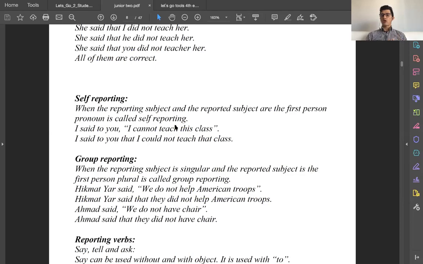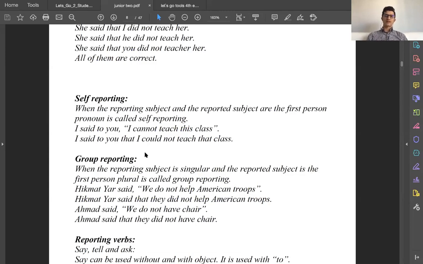I am reporting my own speech. I said to you, I cannot teach this class. I said to you that I could not teach that class. Okay? I said to you that I will explain this problem. Or you can say, I said to my friends that I will invite them. I would invite them. So will is changed into would. Because the subject of both speeches is I, first person singular, it is called self-reporting. You should know that.